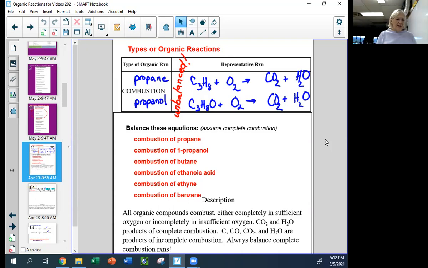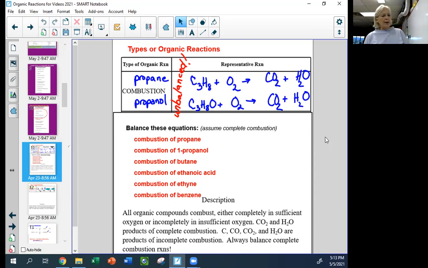So all organic compounds combust, either completely or incompletely, depending on the amount of oxygen available. Complete combustion will yield only carbon dioxide and water as products, but should you have an insufficient amount of oxygen, then you would have some carbon, carbon monoxide, and carbon dioxide and water as your products. So I fully expect you to be able to write and balance these chemical reactions.